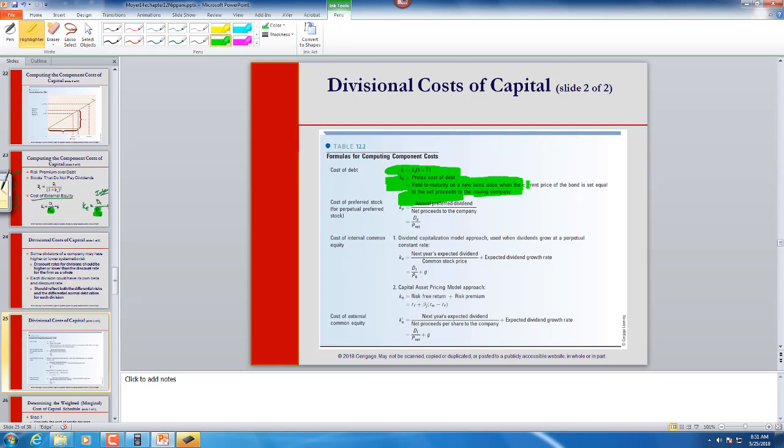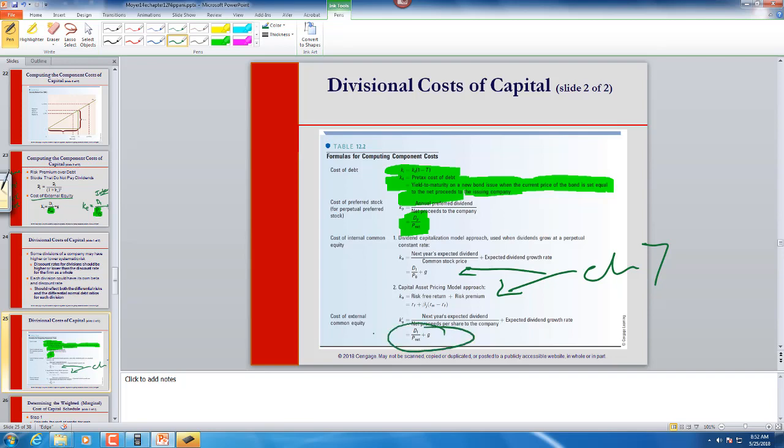Calculate KD, and then you take KD to get KI, which is the after-tax cost of debt. Then, of course, preferred stock here is preferred net of flotation. Now, look at this. When it comes to internal common equity, this is exactly like what we did in Chapter 7. And, of course, this also. It's only external common equity where P net comes into the picture.